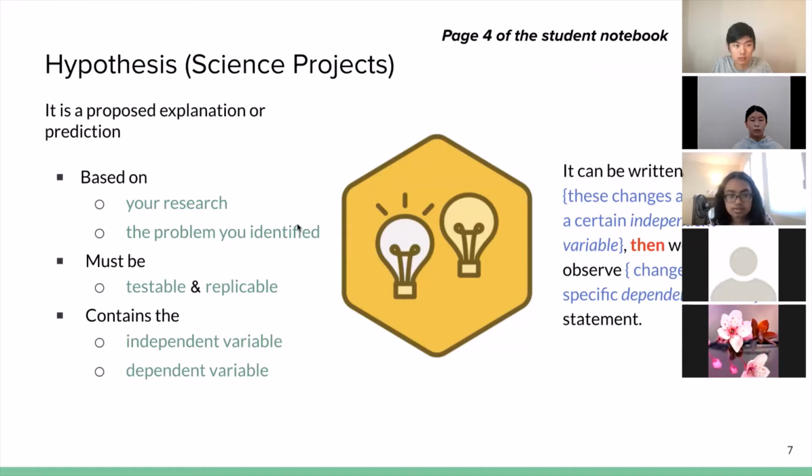And then there's the hypothesis. This is also a really important part of your project notebook. In your project in general, this is for science projects. It's basically a proposed explanation or prediction about what you think will happen in your experiment. It's based on your research and the problem you've identified. It has to be testable and replicable, and it contains both the independent variable and the dependent variable. So you mention both of them inside of your hypothesis. And the format people usually use is if, and then insert the independent variable changes, then the dependent variable will be affected in some way.